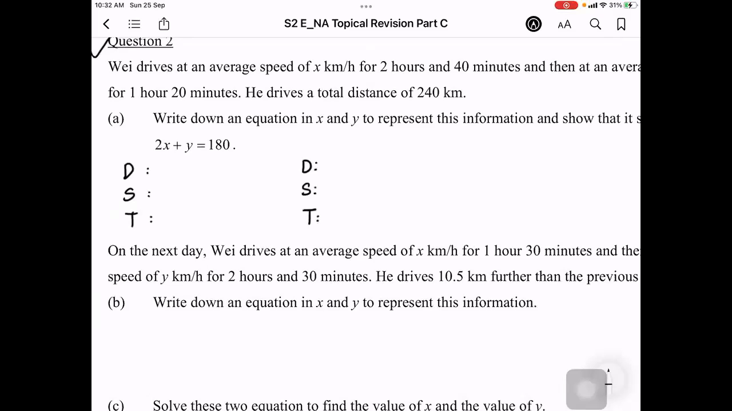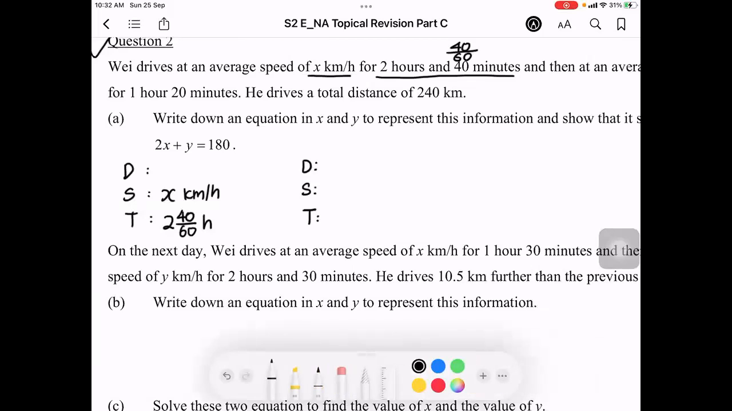First part: he drives at an average speed of x kilometres per hour. The time is 2 hours 40 minutes. This kind of question is very difficult to deal with in hours and minutes, so we change the 40 minutes to hours. So this is 2 and 40 over 60 of an hour. Meaning, what information can I find? I can find the distance.